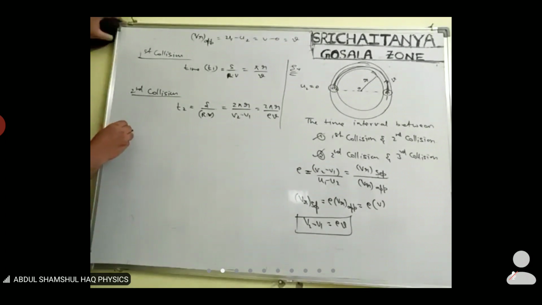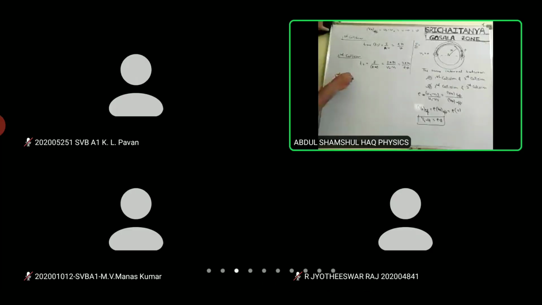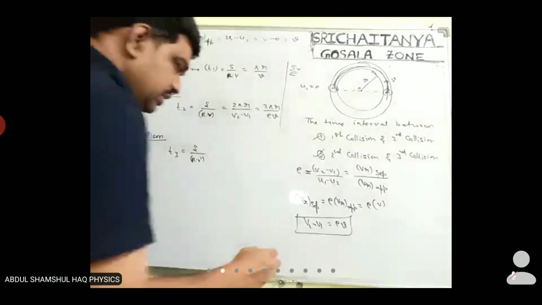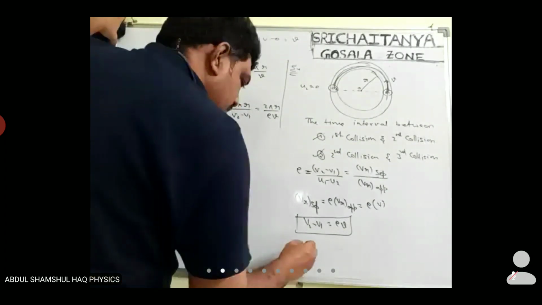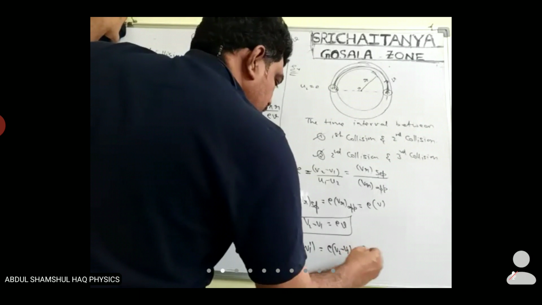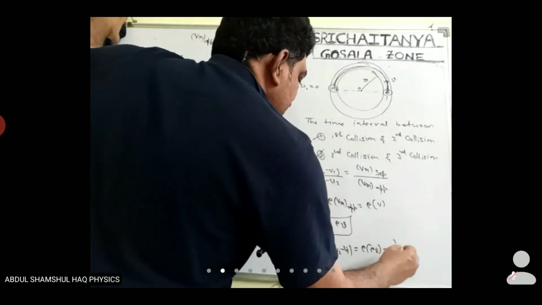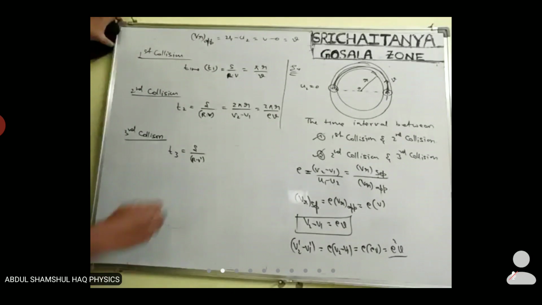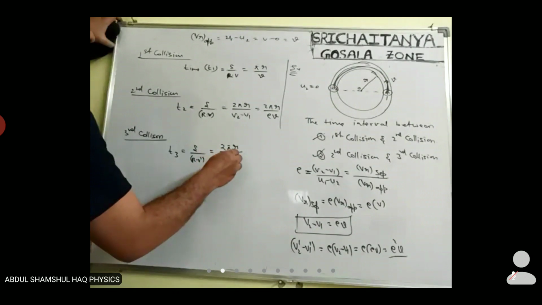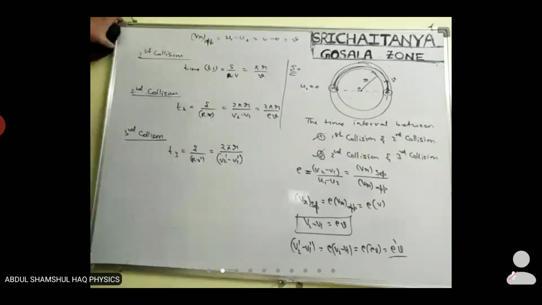Now, similarly, students, for the third collision to take place, t3 equals again distance divided by relative velocity. So again, in the same way, v2 dash minus v1 dash is equal to small e into v2 minus v1. So e into e v, that is equal to e square v. So for the third collision to take place, we go with v2 dash minus v1 dash. Again the two velocities will change.